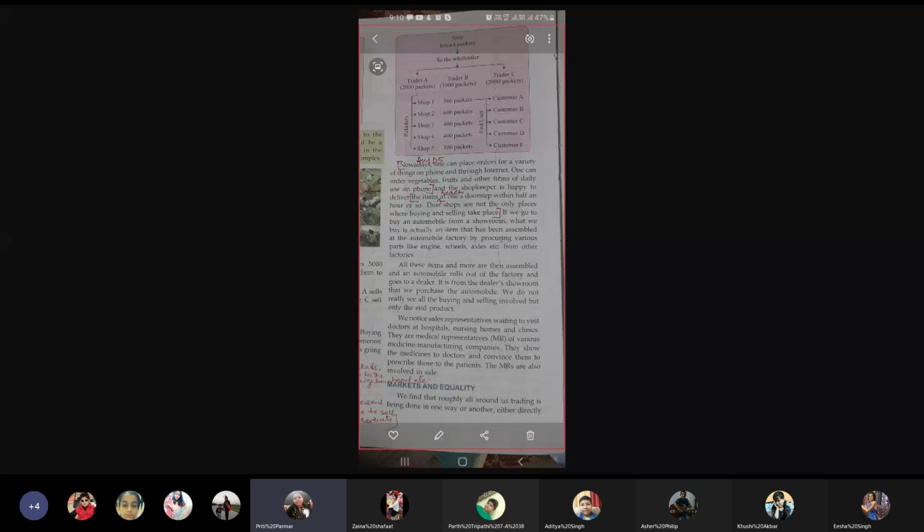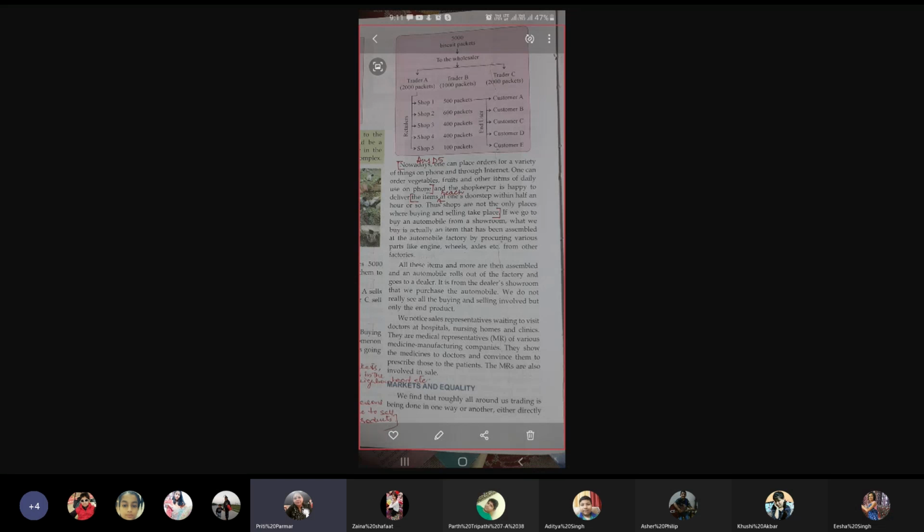Now all these items and more are assembled, and the automobile rolls out of the factory and goes to a dealer. It is from the dealer's showroom that we purchase the automobile. We do not really see all the buying and selling involved, but only the end product. So now everything that you see, the steering has been made and assembled from a different place. The tires are made at a different factory. So all these products are assembled in an automobile factory before the car is said to be completely ready. And you go to the dealer and you buy it from there.